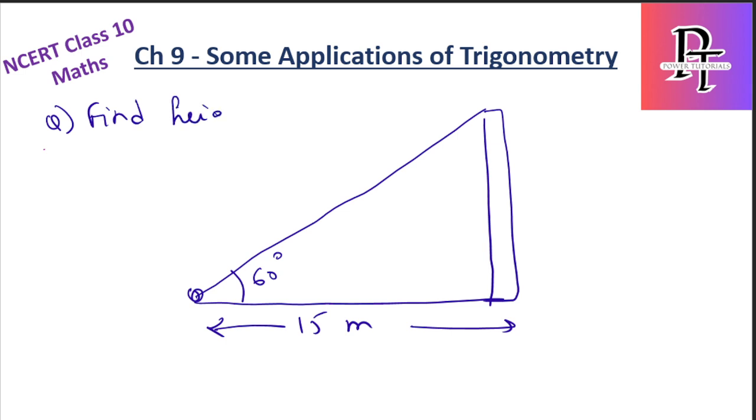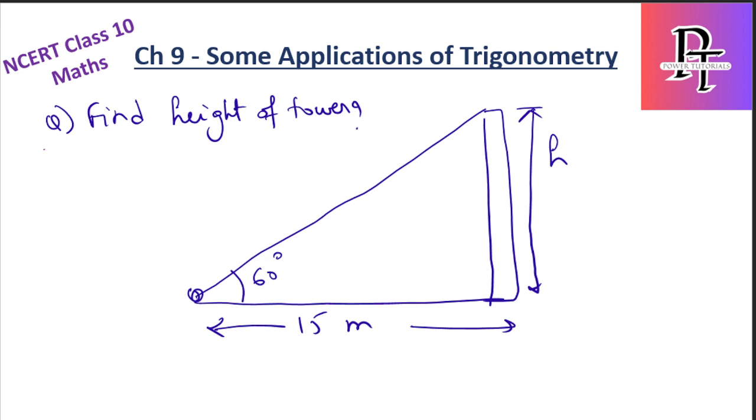Find the height of the tower. Let us assume the height is h. If you see, this is a right angle triangle, where the opposite side is h, the adjacent side is 15 meters, and the angle is theta.